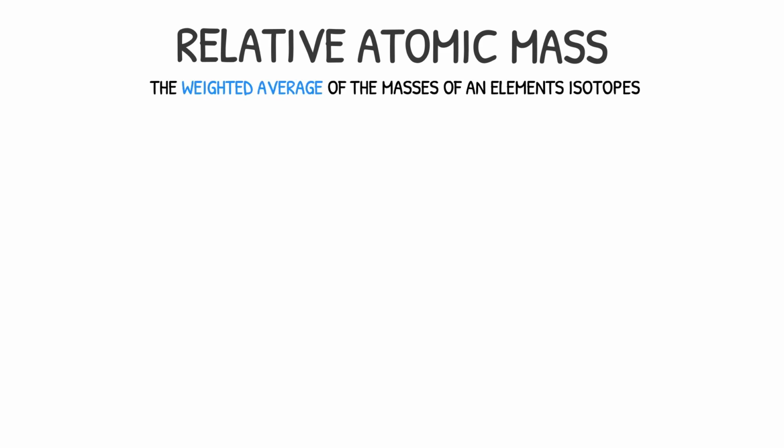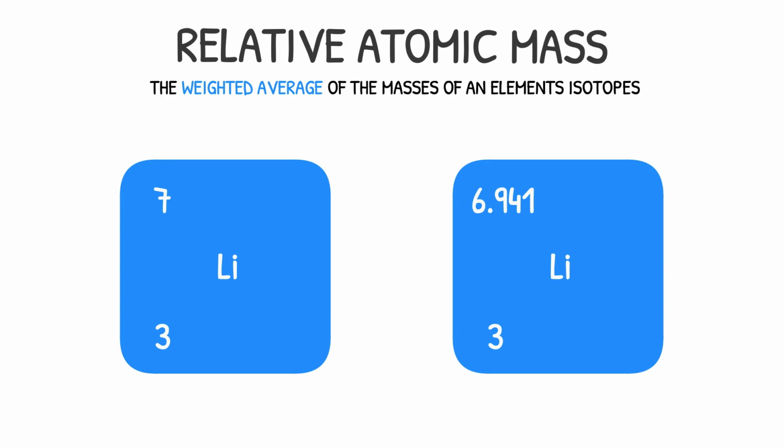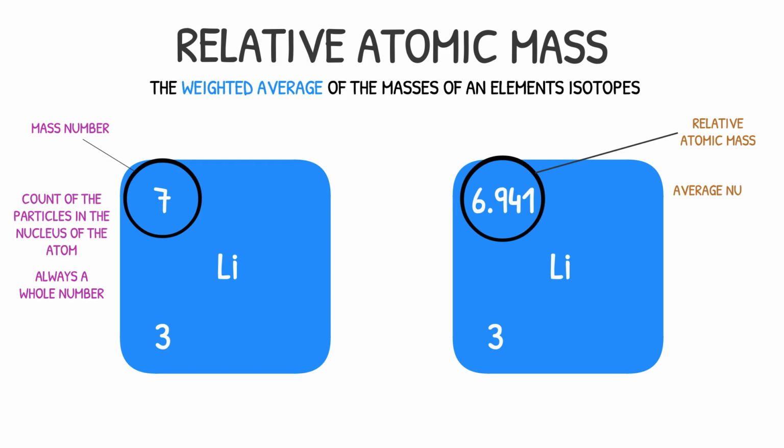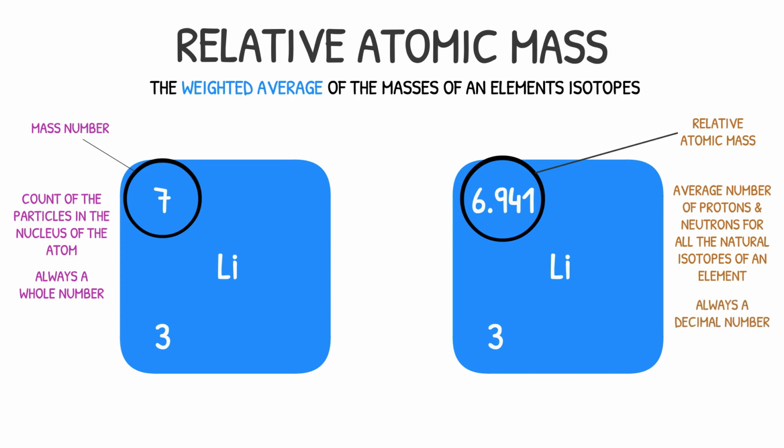The relative atomic mass is the weighted average of the masses of an element's isotopes. Now let's pause here. The relative atomic mass is not to be confused with the mass number of an element. The mass number is simply a count of the particles in the nucleus of the atom, and this will always be a whole number. The relative atomic mass is the average number of protons and neutrons for all the natural isotopes of an element, and this will always be a decimal number.